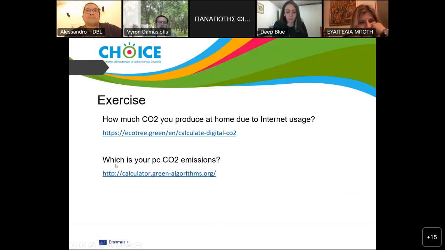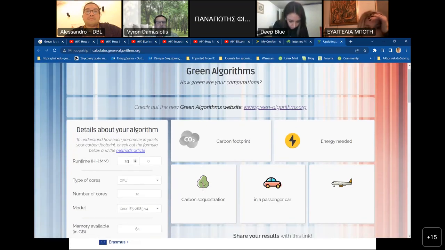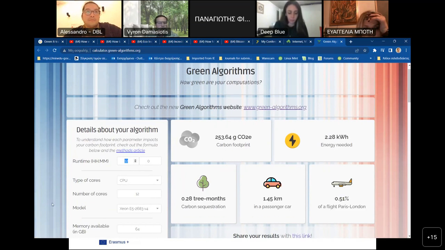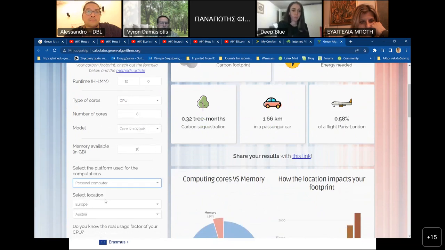And finally, you can see how much CO2 your computer produces. You only have to know some basic aspects. For example, you place here the hours that you use your computer per day. If you have a computer that has only a CPU or a GPU or both, if you have a laptop, the mainstream is to have only a CPU because the GPU is integrated into the CPU. How many cores does this CPU have? If you know the model of CPU, it has various models here. For example, my processor is this one. I also have 16 gigabytes of memory, and it's a personal computer.